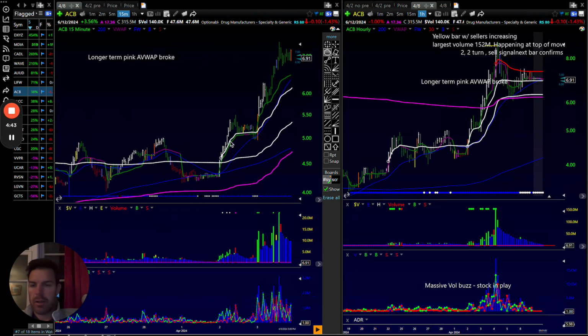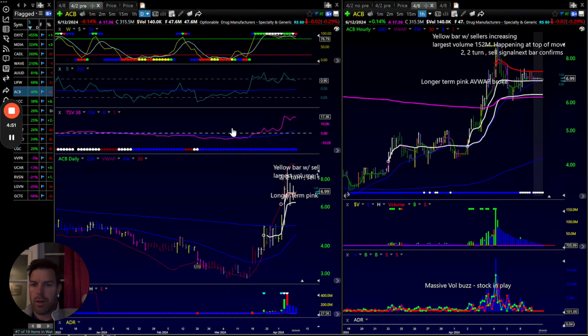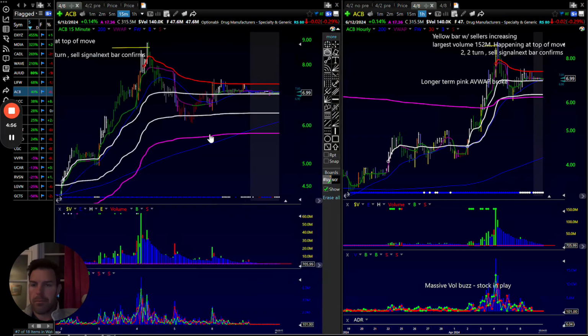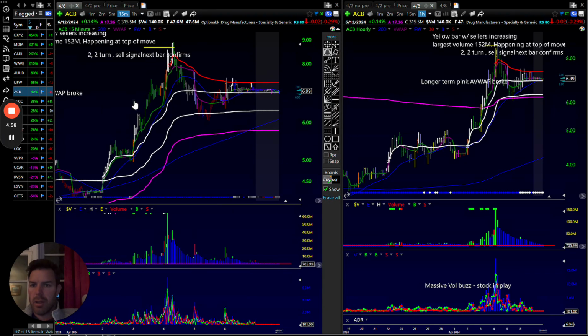So I'm looking at these anchor VWAPs as support and resistance. And then I'm also looking at price and volume. I also have another setup with additional indicators that I look at, more intraday and more for timing.